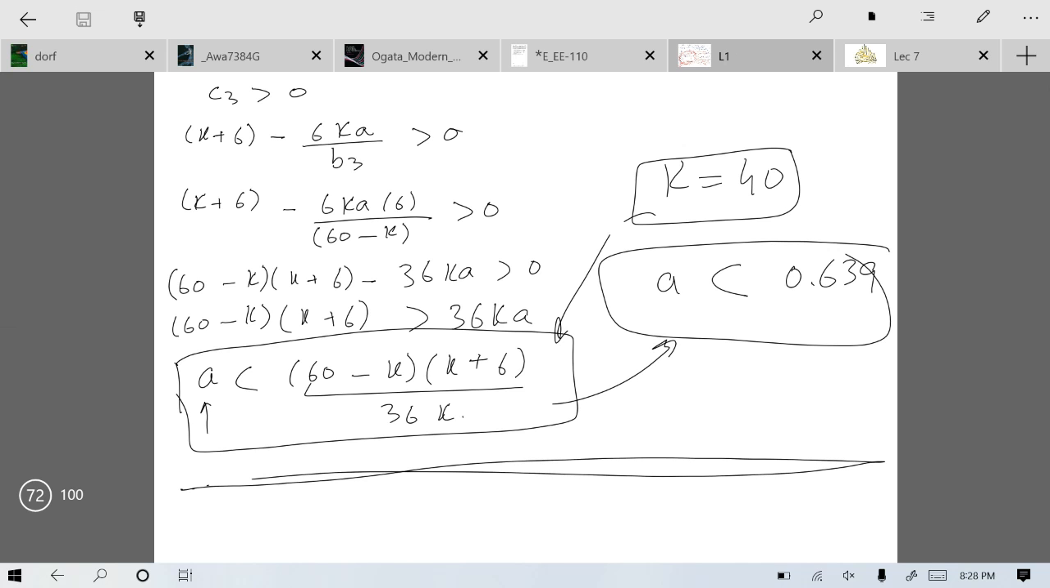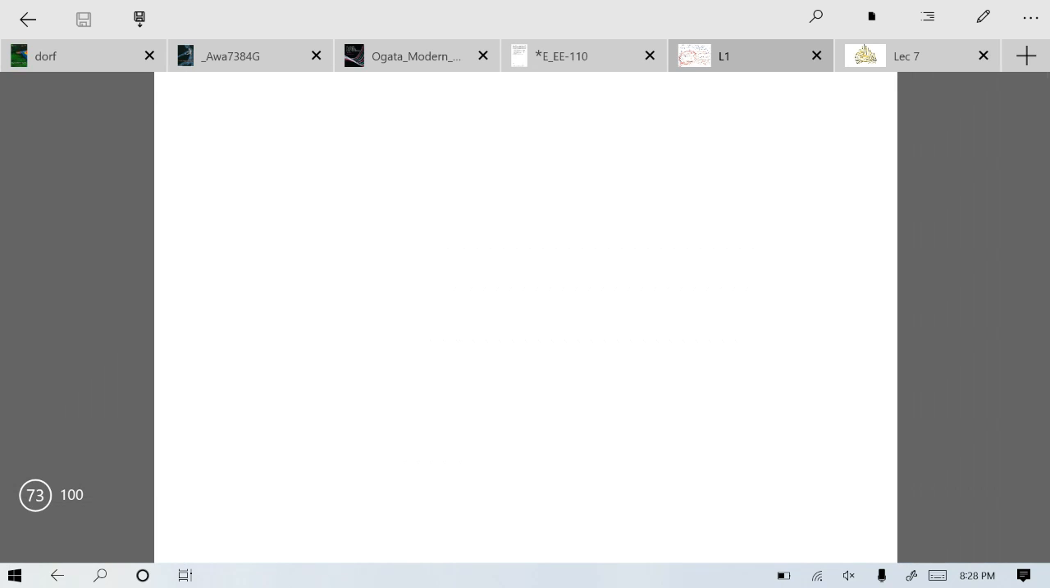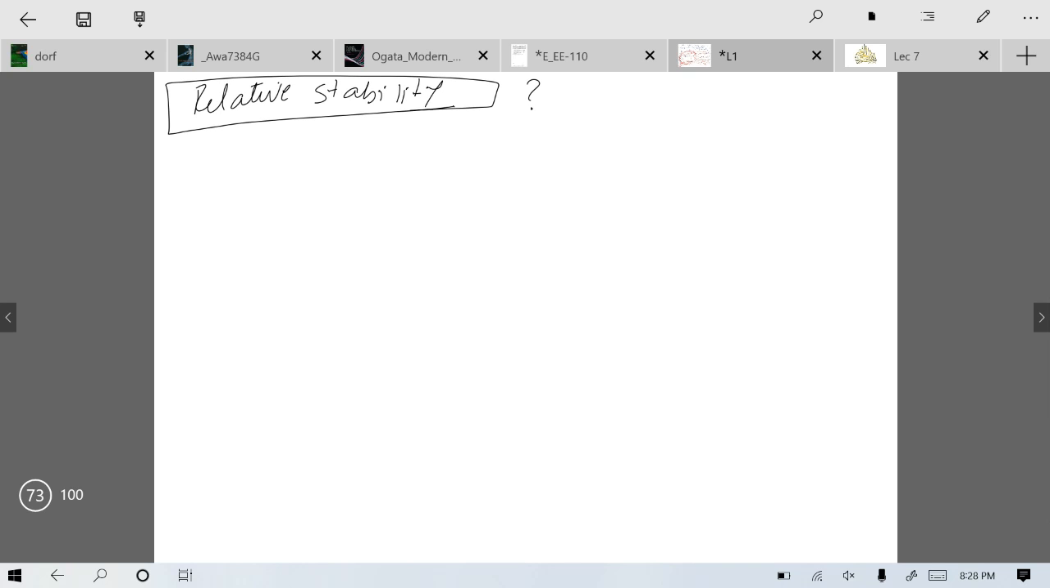So these are all the scenarios for the Routh Hurwitz criteria. We have discussed a practical example as well. One small point which I would like to discuss is relative stability. Now what is relative stability?